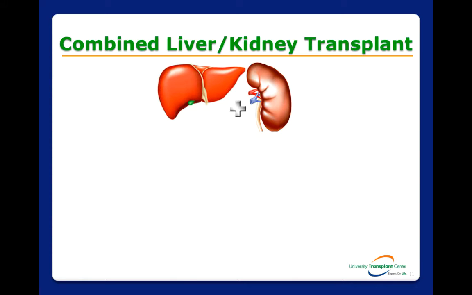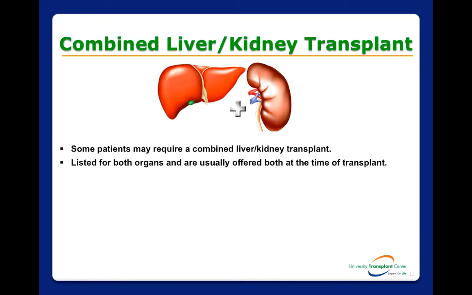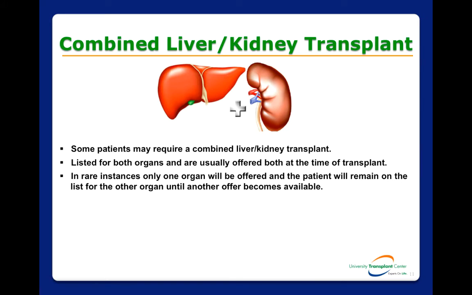Patients with advanced liver disease or patients with underlying kidney disease may require a combined liver-kidney transplant. These patients will be listed for both organs and are usually offered both at the time of transplant. In rare instances, only one organ will be offered, and the patient will remain on the list for the other organ until another offer becomes available. If it is determined that you should be evaluated for combined liver-kidney transplant, your coordinator will also schedule a nephrology consult and an ultrasound of your kidneys as part of your transplant evaluation.